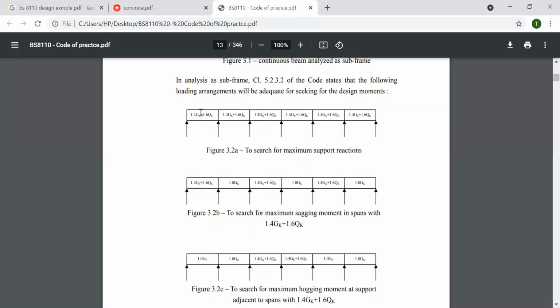So in a maximum support reaction, you will see the 6-span continuous beam. For the maximum support reaction conditions, you fully load it with the particular loading combinations of the ultimate, that is called 1.4 times Gk plus 1.6 times Qk. Then you can find at least a few combinations to find the envelopes of the bending moment diagrams.